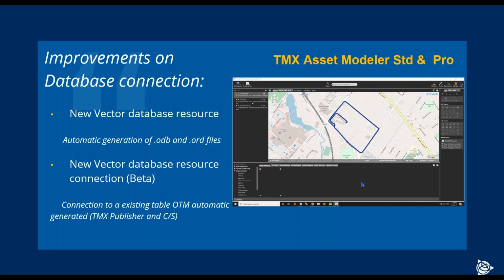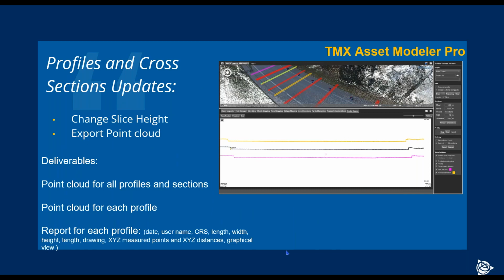Okay, the next one. More updates for those who are looking into engineering type of work. Some enhancements on the profiles and cross sections. With the slice, if somebody is interested in measuring, you can now change the slice height. And on the profiles and cross sections, it's now possible to export the point cloud. The point cloud will be exported for each section, but also for all of them, so multiple files will be created.